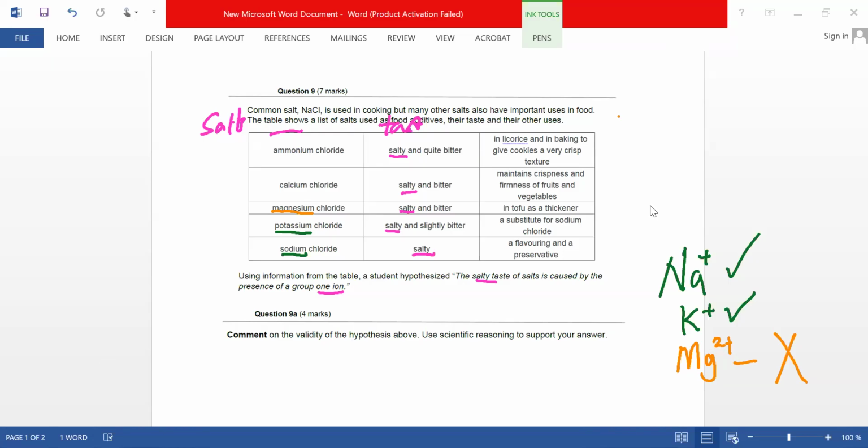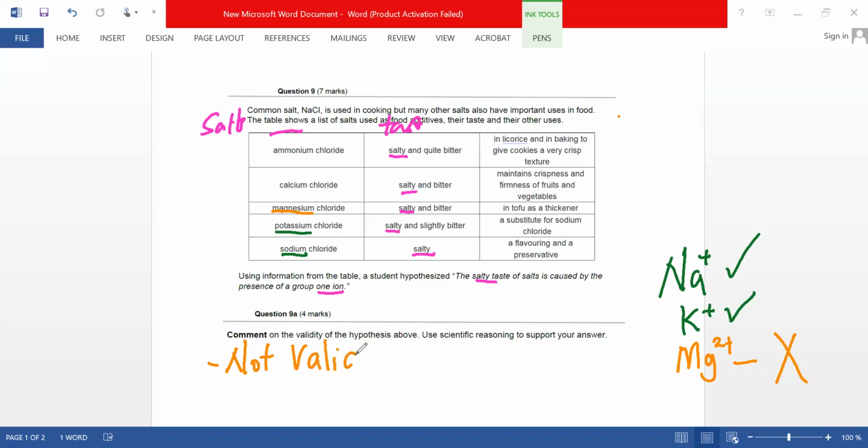So yes, the fact that magnesium is in group 2, but the salt is still salty, then we know our hypothesis at this point is not valid. So the first mark you get is concluding whether it's valid or not. So we are saying not valid.